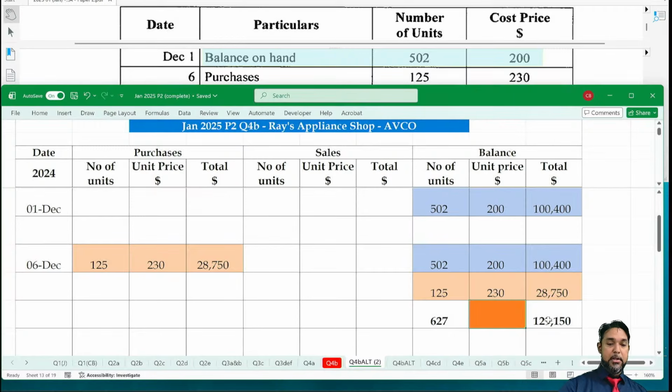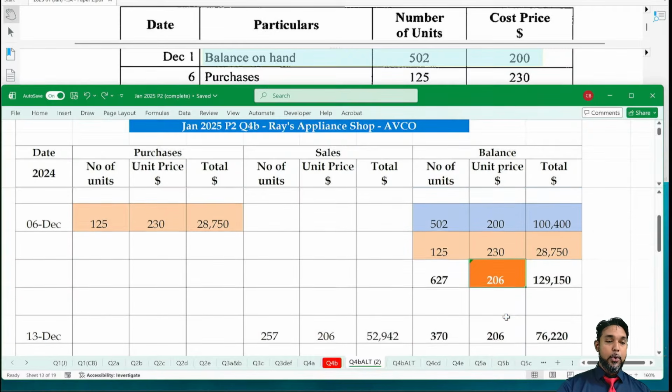Now, to find the weighted average cost, which is what AVCO stands for, we divide the total value of all the units by the number of units, and that gives us 206. They said to round off to the nearest dollar, because obviously this would not go in flush. So when you make your first purchase, you have to recalculate your weighted average cost.